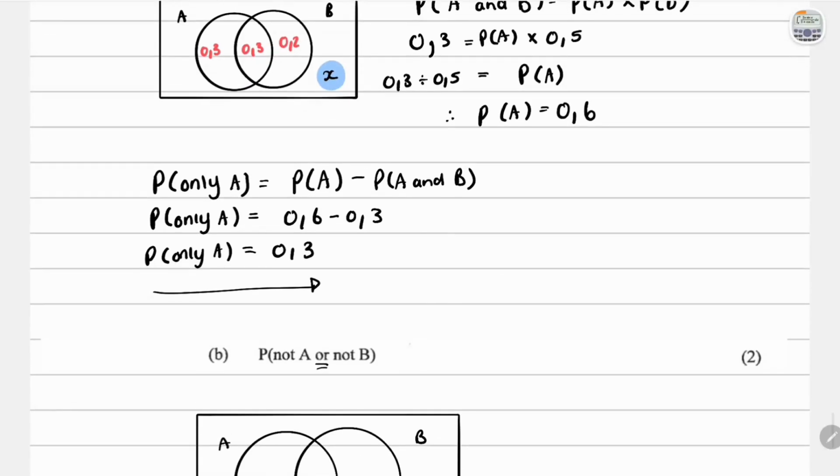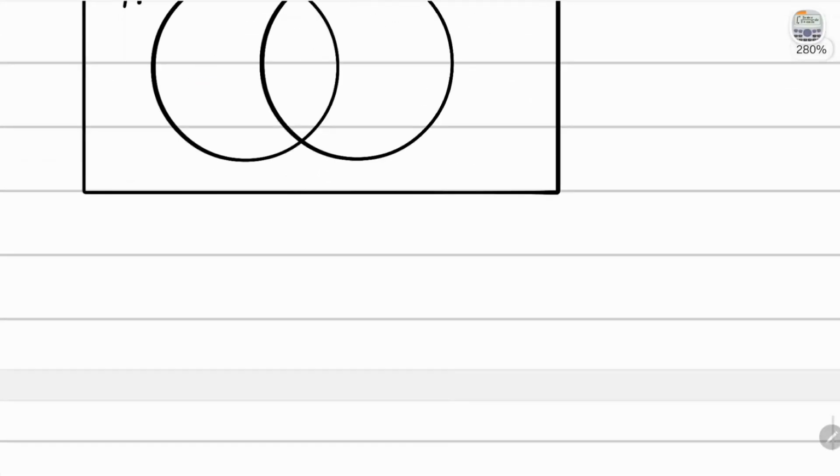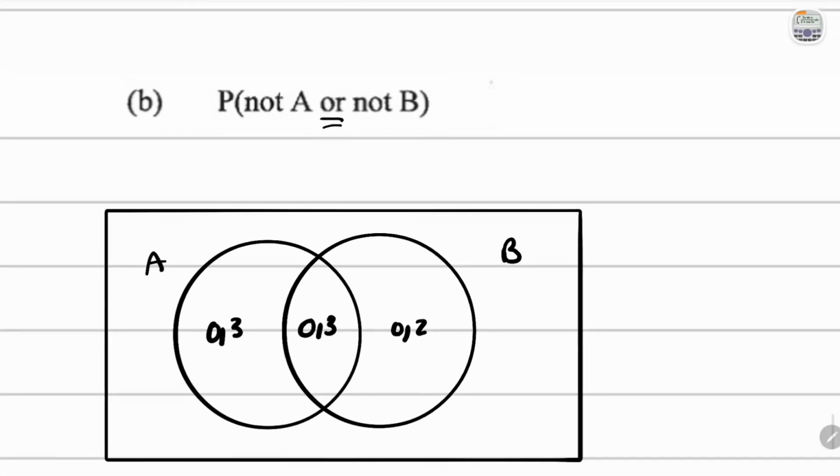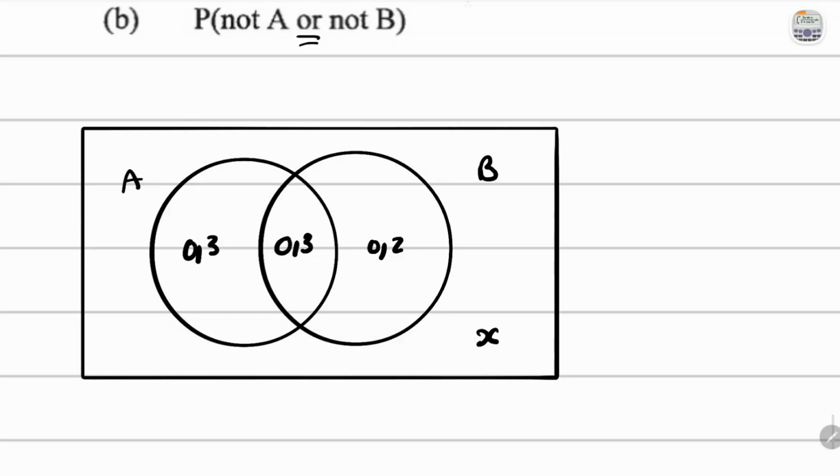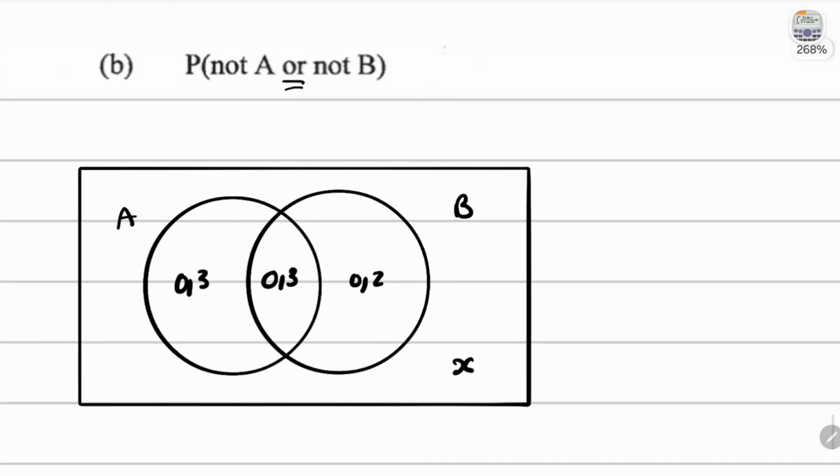Okay, so that's what our Venn diagram looks like. 0.3, 0.3, and then 0.2. Okay, so this is what it looks like. Of course, we have an outside, but I'll just call that X for now. Let's see whether we need it or not.